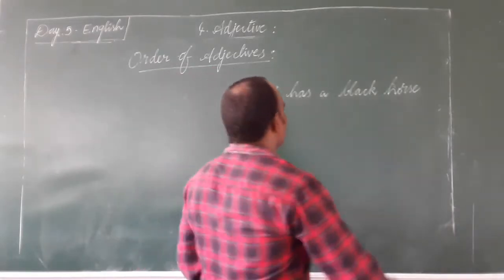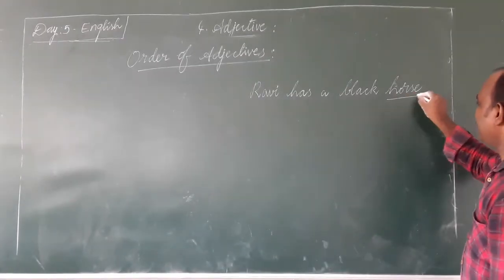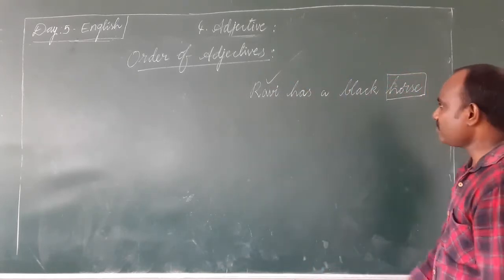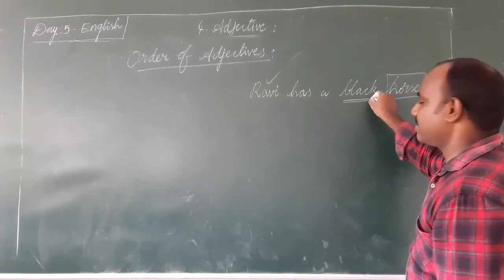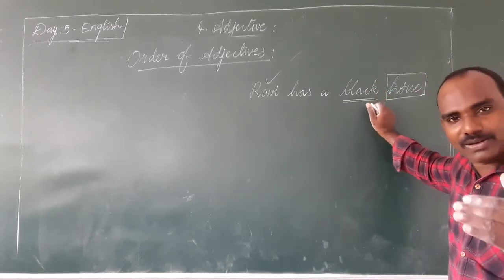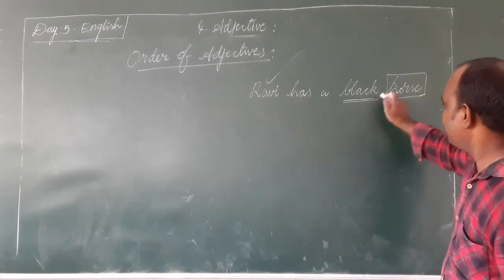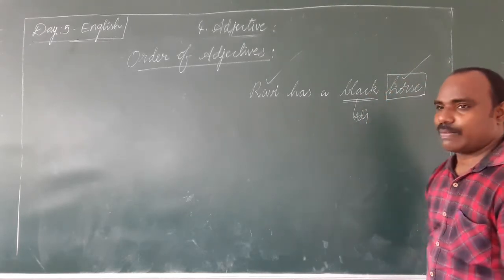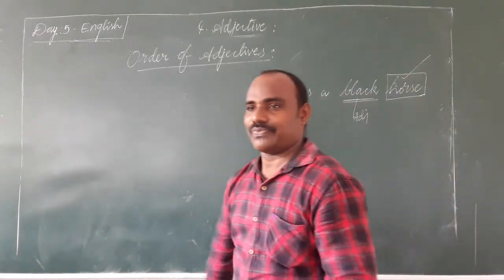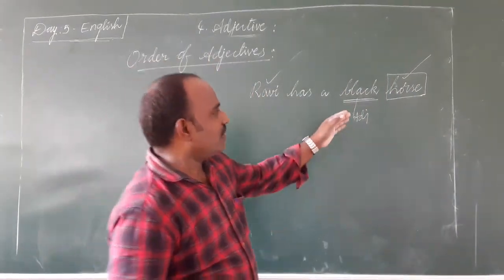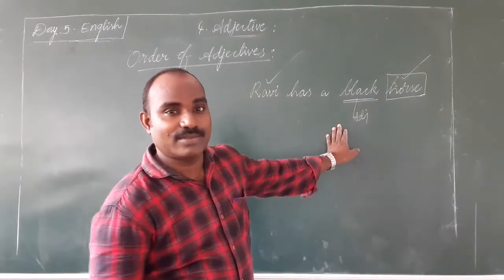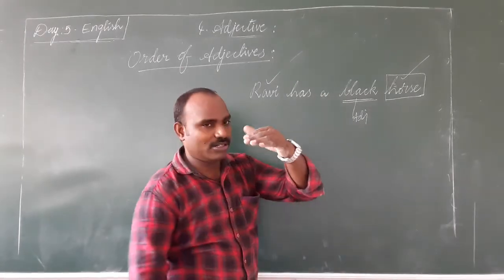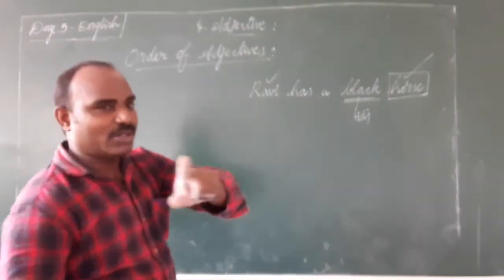Look at this sentence. In this sentence, you see, horse is a noun. Of course, Ravi is a proper noun. Look at this word, black. It tells us the color of the noun horse. So this is an adjective. This sentence has only one adjective, a qualitative adjective. This talks about the quality of the noun horse.